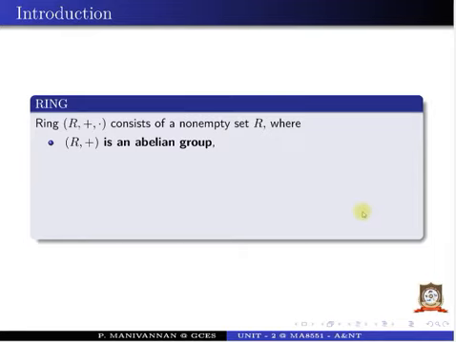These are the previous results in the unit number 1. Ring. What is a ring? Ring is denoted as R, plus, dot. It consists of a non-empty set R, where R plus is an abelian group. What is an abelian group? We will discuss later.